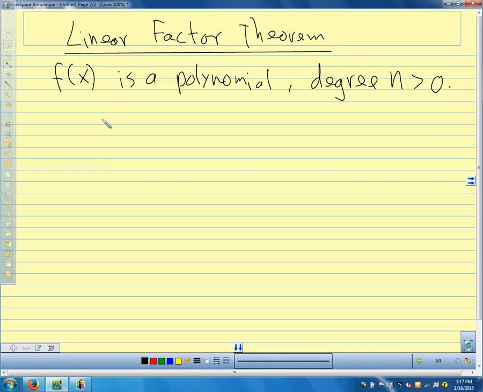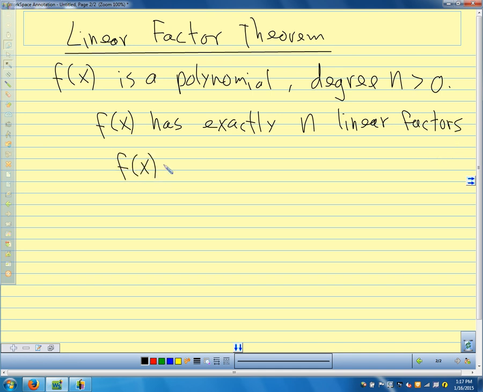When this is the case, f of x has exactly n linear factors, which means we can say f of x equals, we could have some number out in front, some real number, times x minus c1, times x minus c2, dot dot dot, times x minus cn, where the c's are complex.